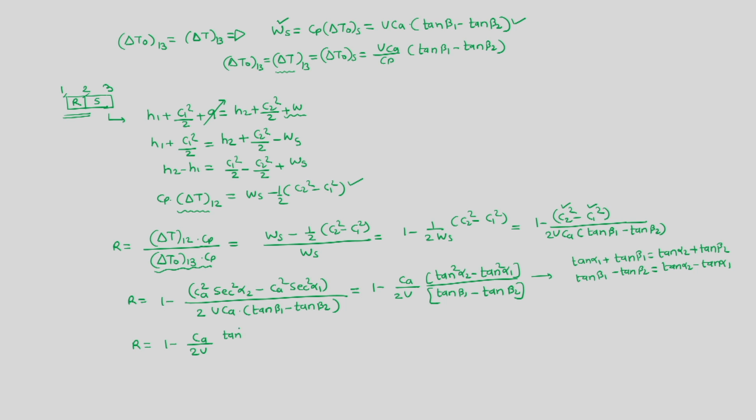tan square alpha 2 minus tan square alpha 1 divided by tan of alpha 2 minus tan of alpha 1. So, we get 1 minus Ca upon twice U into tan of alpha 2 plus tan of alpha 1. So, this is our formula for R. Further, this formula can also be reduced in terms of betas. So, this is how we can find out R for the compressor, which is the degree of reaction for a compressor.